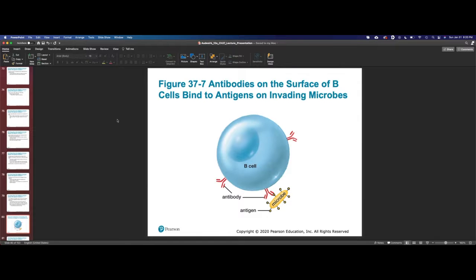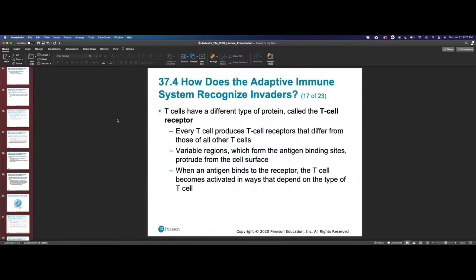And here again is a structure of a B cell that has its unique antibody. And this antibody is going to match up with a protein on a microbe, the protein being specifically called the antigen, or antibody generating molecule. And T cells operate similarly, but they use a different kind of protein. It's not going to be shaped the same way. And they also bind to antigens.